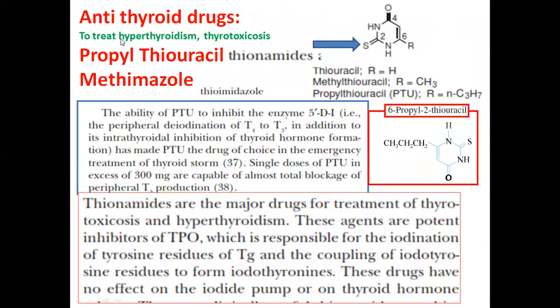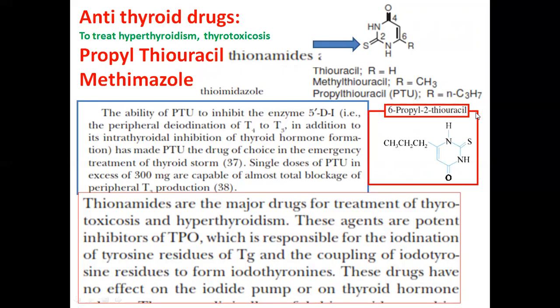Now the antithyroid drugs, to treat hyperthyroidism and thyrotoxicosis. There are two categories, imidazole and amides. Both of them are sulfur-containing compounds. So we have to study methyl thiouracil and propyl thiouracil.